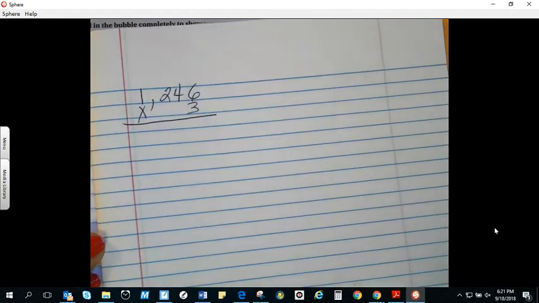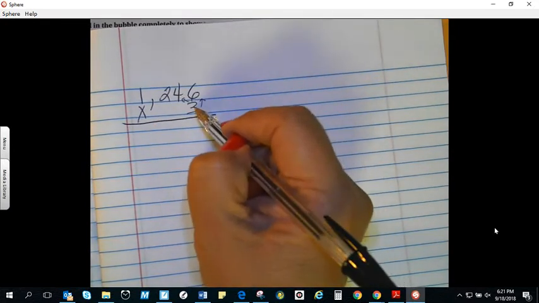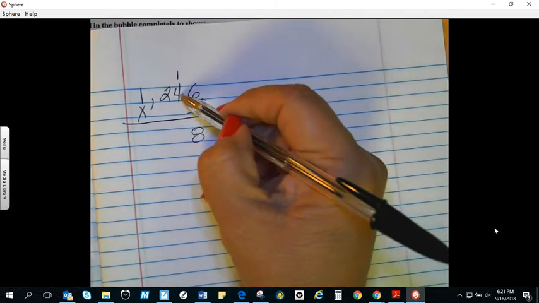I had 1,246 times 3. And on this one right here, I'm just moving up to place values. So 3 times 6 is 18. I'm going to carry my 1. 3 times 4 is 12, plus 1 is 13. Carry my 1. 3 times 2 is 6, plus 1 is 7. And 3 times 1 is 3.